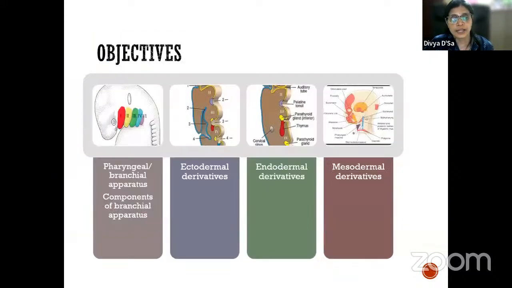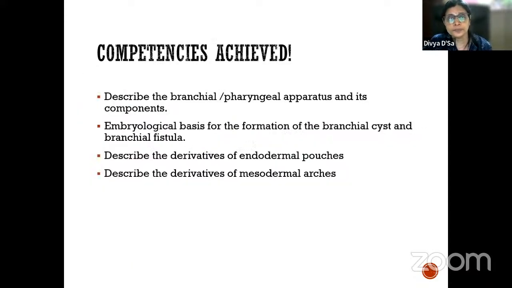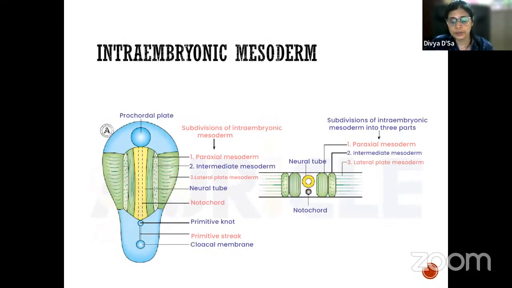So we'll begin with today's class. The objectives of today's class are: we are studying the pharyngeal apparatus, the components of the pharyngeal apparatus, and the ectodermal derivatives, the endodermal derivatives, and the mesodermal derivatives of this pharyngeal apparatus. The questions usually asked will be to describe the pharyngeal apparatus and its components, the embryological basis for the formation of branchial cyst and fistula, and to describe the derivatives of endoderm pouches and derivatives of the mesodermal arches. So before we go in for that, we'll just understand a little bit of basics.